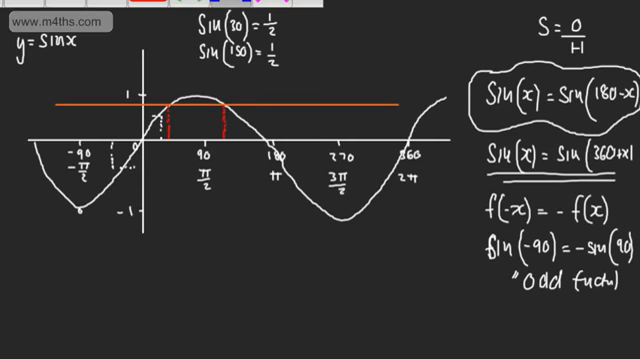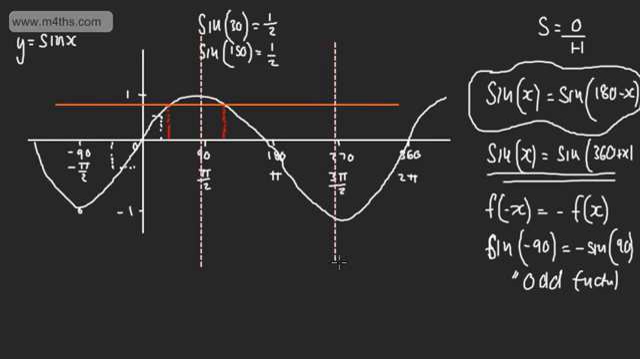This is slightly less intuitive when you have the sine curve. When we come onto the CAST diagram in a later video, or the unit circle, this will be slightly more obvious to see. For all acute angles, those between 0 and 90 degrees, the sine function is positive. So we have positive in the first quadrant.